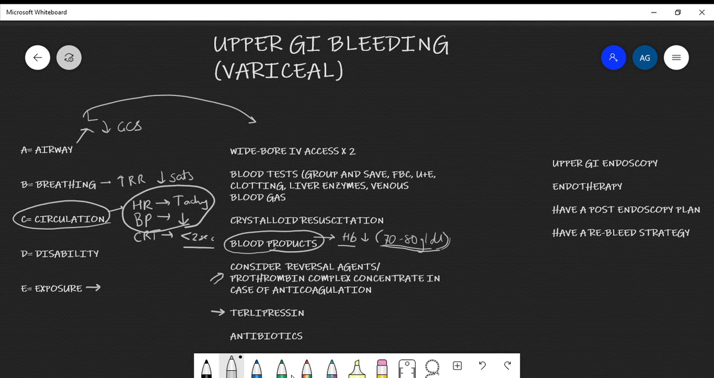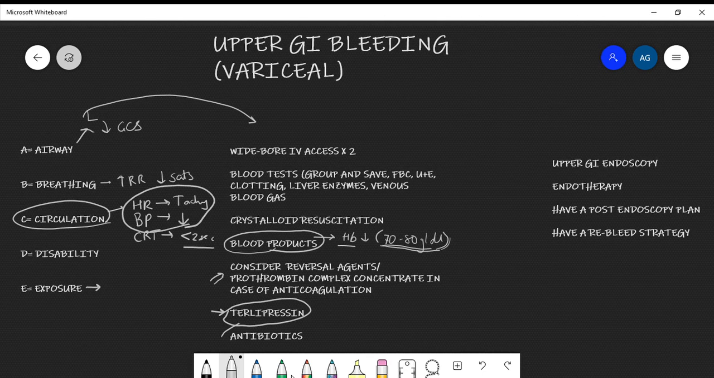Now this is a reasonably safe drug in most cases, but beware of using it in people with known ischemic heart disease, as it can cause cardiac ischemia. So again, consider its use on a case-to-case basis and on risk-benefit ratio.